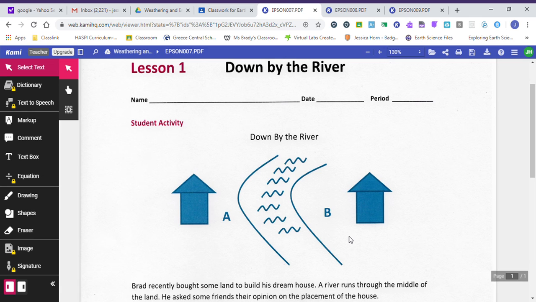Okay, if I were Brad, I would want to build over here on side B. And my reasoning would be, because it's on the inside of the curve, the water is moving slower. And when the water moves slow, it doesn't erode away the sediment. So it will actually deposit sediment right here. If I were to build over here, I would probably be really in trouble in maybe 20 years down the road because this river is going to start to erode away the side of the riverbank.